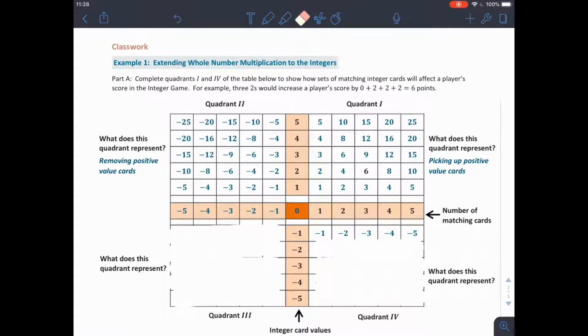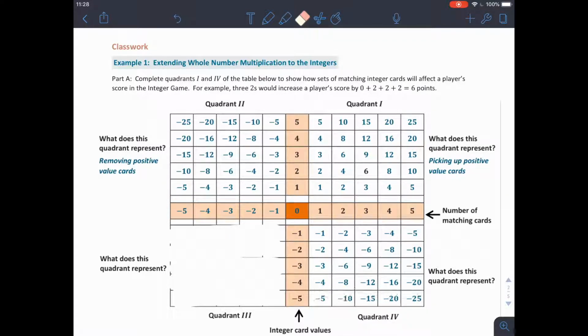If I do the same with negative 2, my score is going to decrease by 2 for each copy of that card I have. The same with negative 3, going down by 3s, 4 going down by 4s, and 5 going down by 5s. So we see here that quadrants 2 and 4 have all of the same products with their pairs of numbers, and the factors that we multiplied had different signs. This quadrant was picking up our negative card values.